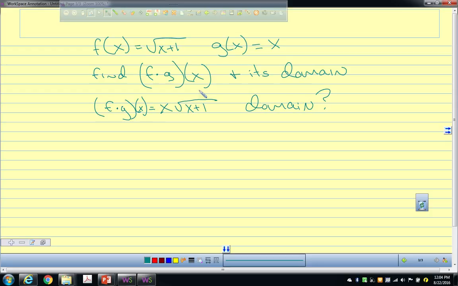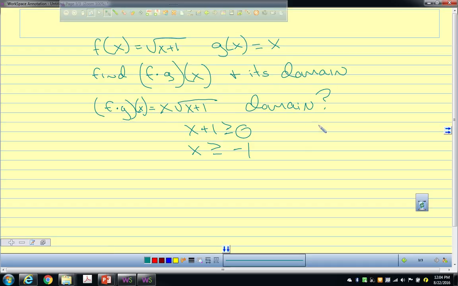People get really confused by square roots. What I always do whenever I see a square root is say this thing has to be greater than or equal to 0, because you can't take the square root of a negative number. You can take the square root of 0. So just set it up like this: x plus 1 is greater than or equal to 0, so x is greater than or equal to -1. That's it. Questions? Easy enough?